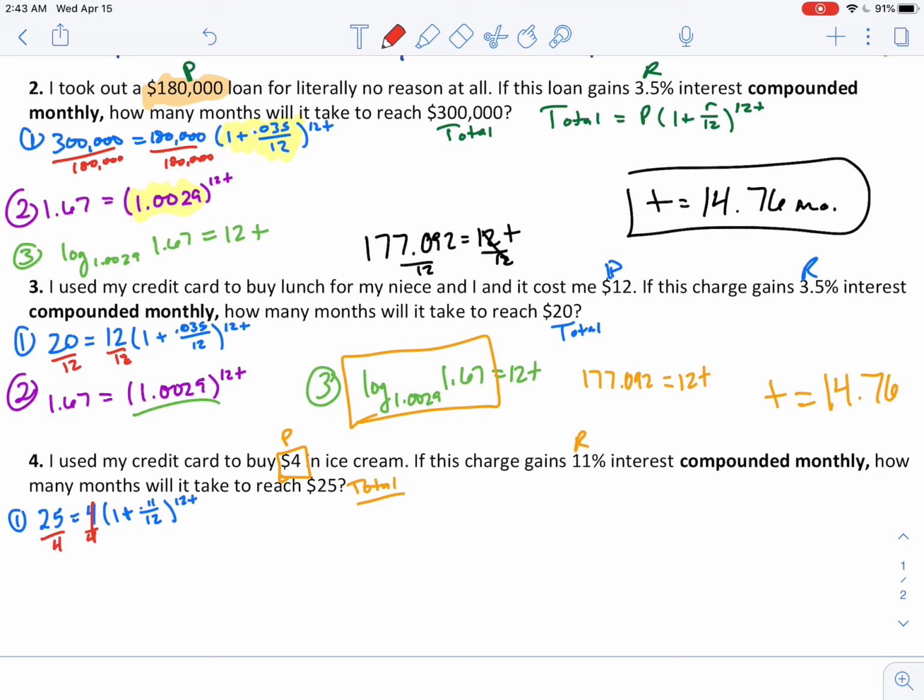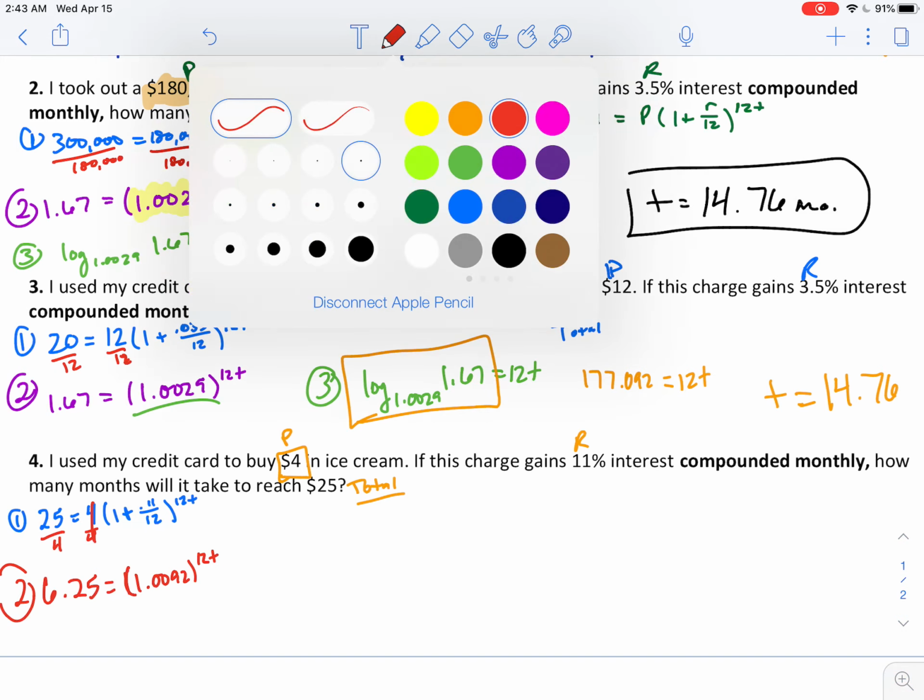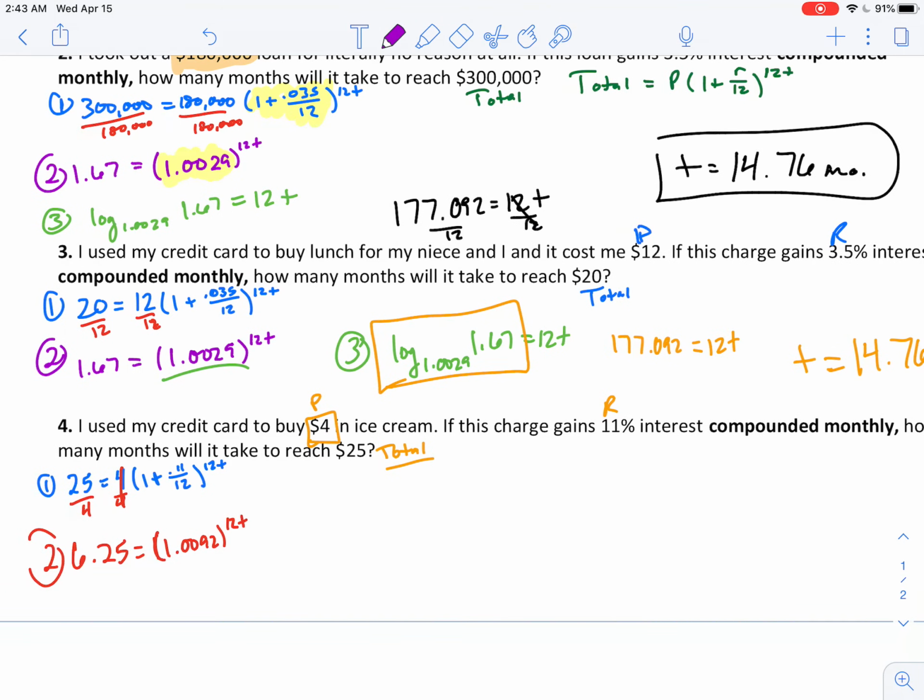So 25 equals 4 times 1 plus 0.11 over 12 to the 12t. So let's do our first step here. Divide off that principal. So step 2: 6.25 equals 1 plus 0.11 over 12, which is 0.0092. So if I just add that to 1, if I simplify this, 1.0092 to the 12t.